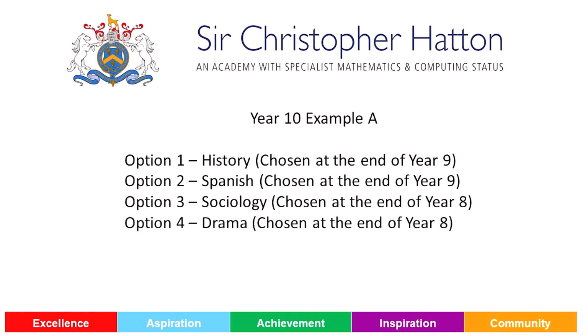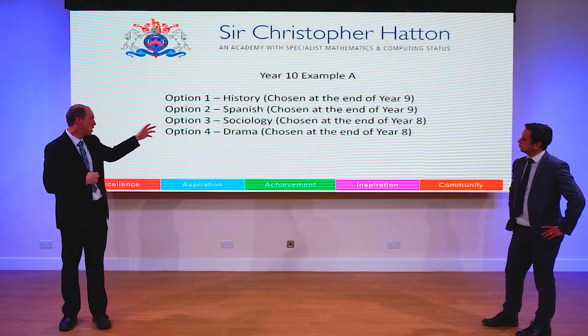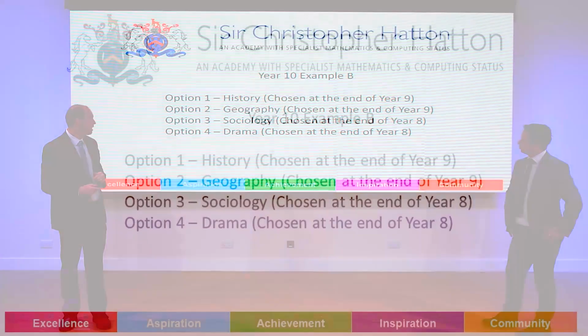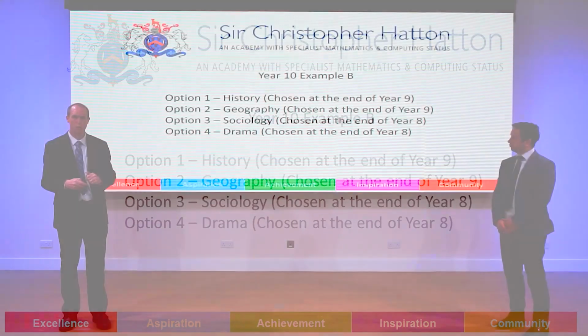So in this case, at the end of year 9, they're choosing a language. So in this case, Spanish. They're choosing history as their humanities-based subject, and they're keeping sociology and drama that they've already chosen a year ago, already enjoying, want to keep them running. The second example is the one I've just sort of alluded to, and that's a student that doesn't want to do language at all, and they study history and geography, and they keep the 2 from year 8, sociology and drama, and they move on with those 4.